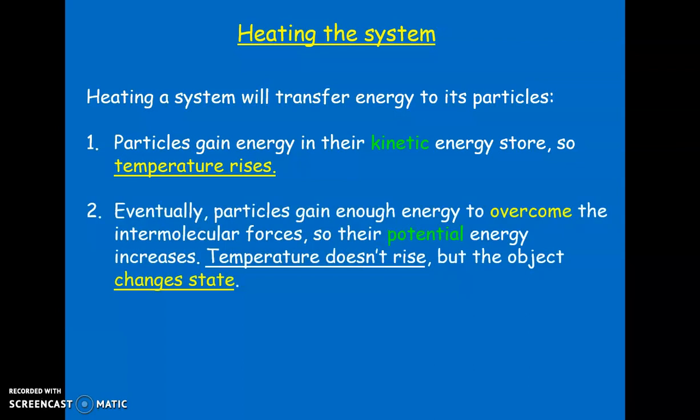Eventually, if we keep pumping in this energy, the particles gain enough energy to overcome the intermolecular forces that are holding them together. So now, because they're moving further apart, the bonds are breaking, and their potential energy increases. It's important we realize that the temperature at this point no longer rises, even though we're still heating the object up. The temperature doesn't rise, the object changes state. Stop the video and copy this down, please.